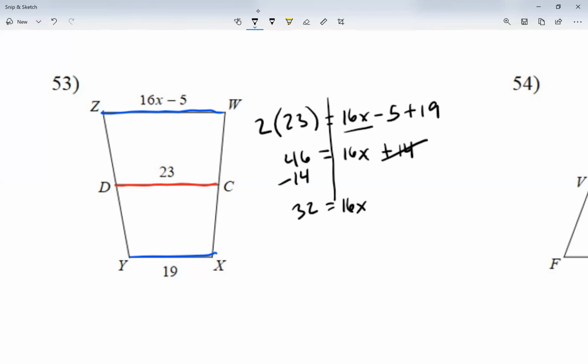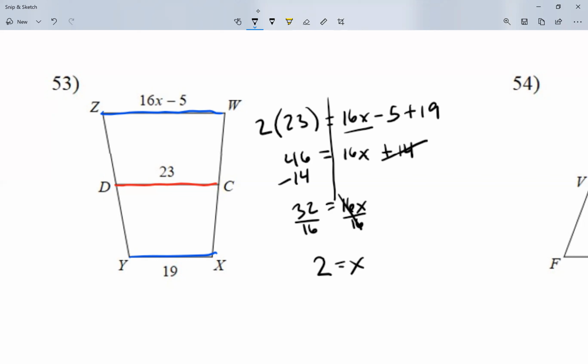I want the x by itself. There's a 16 in front of it. So let me divide both sides by 16. So I get 2, it's equal to x, right? 32 divided by 16, that's where I got the 2. So 2 is equal to x. There you go. X is equal to 2.